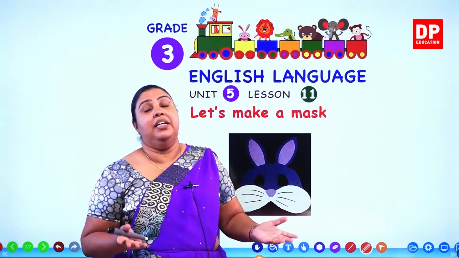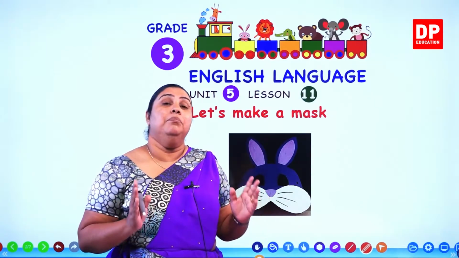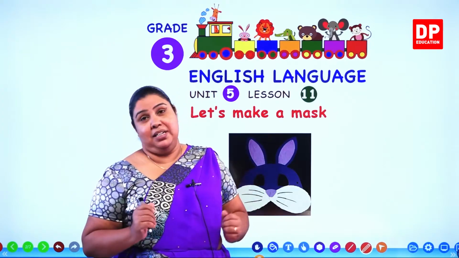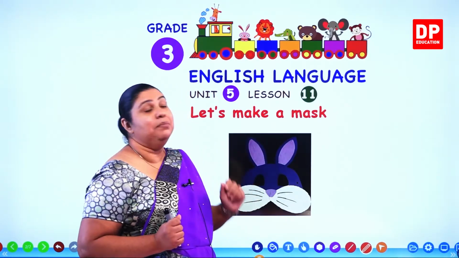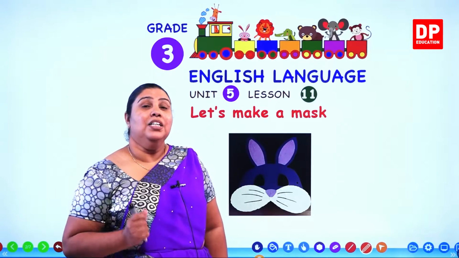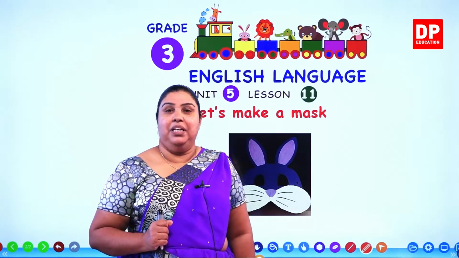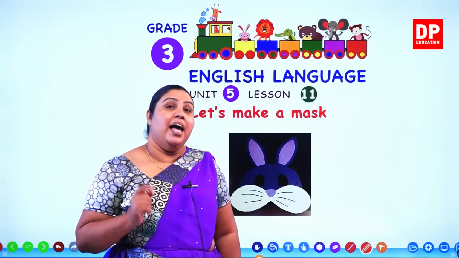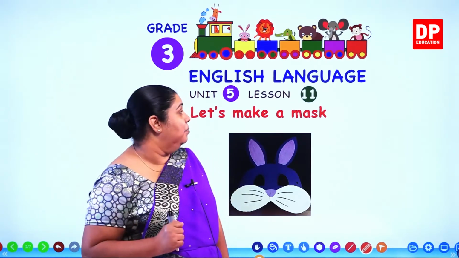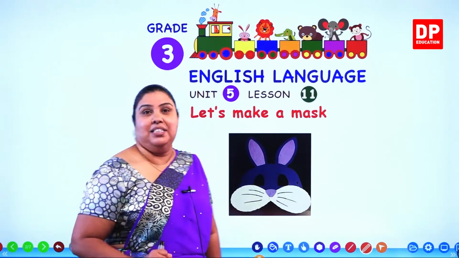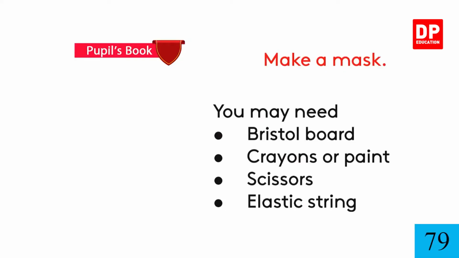So you can be creative and have your own beautiful animal mask. So we are going to make the mask today. Right? So I'm going to take you to your pupils book now. Come with me. Let's turn to this page and start our lesson number 11. Let's make a mask. Right. Now I want you to take your pupils book and you have to turn to this page where we have to make the mask. Now your page will look like this.